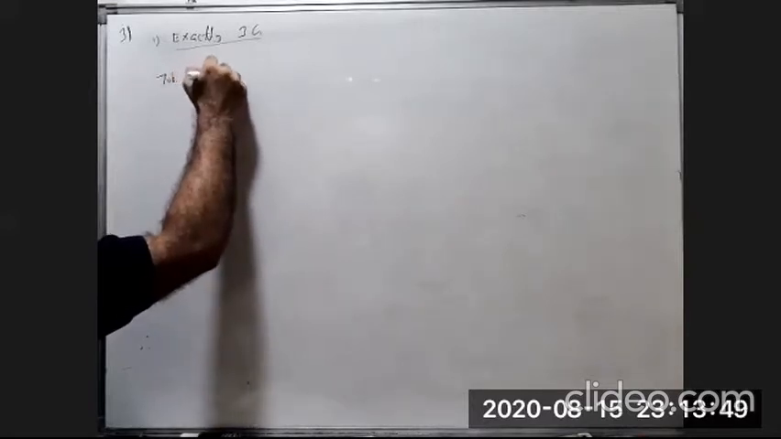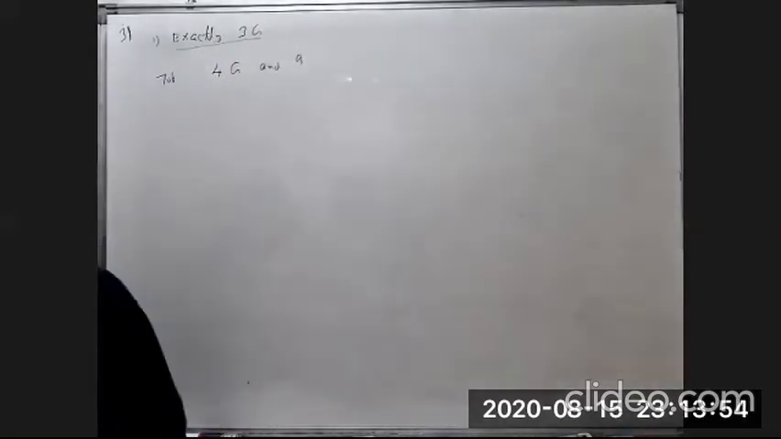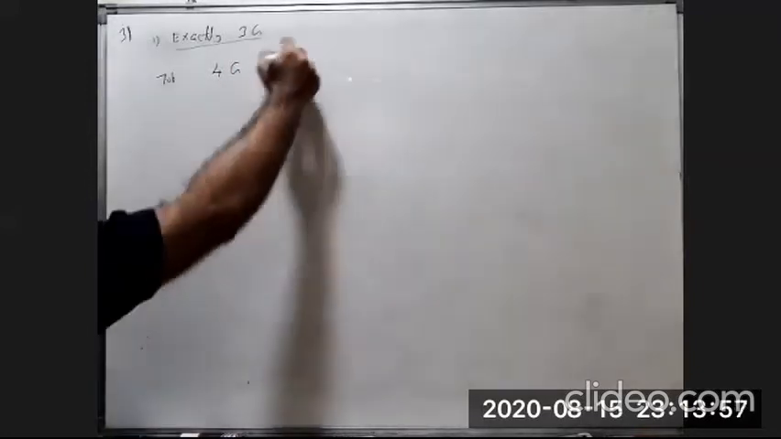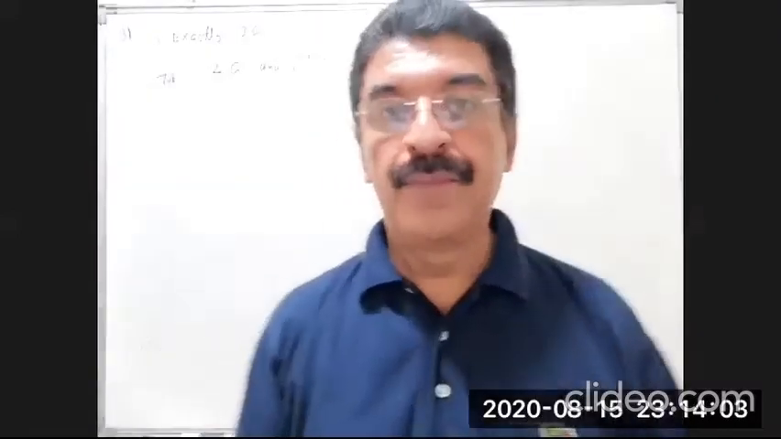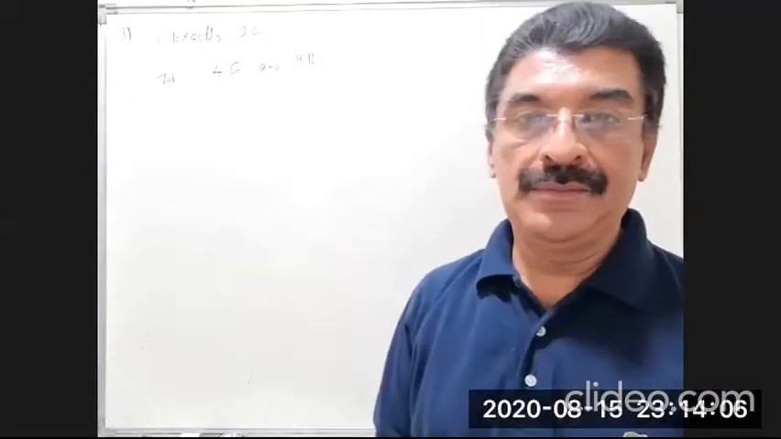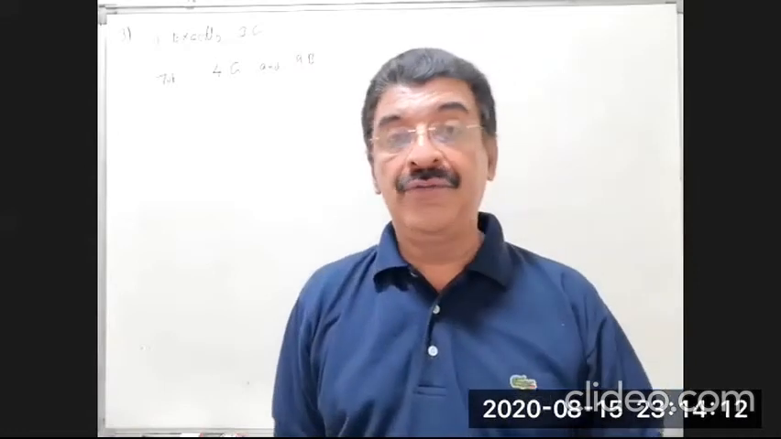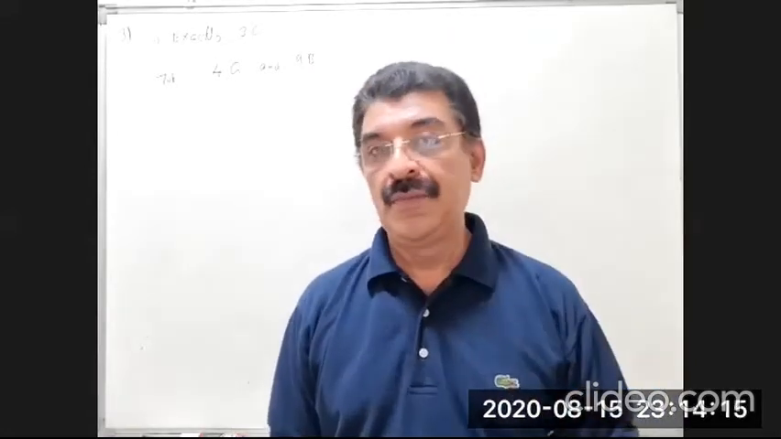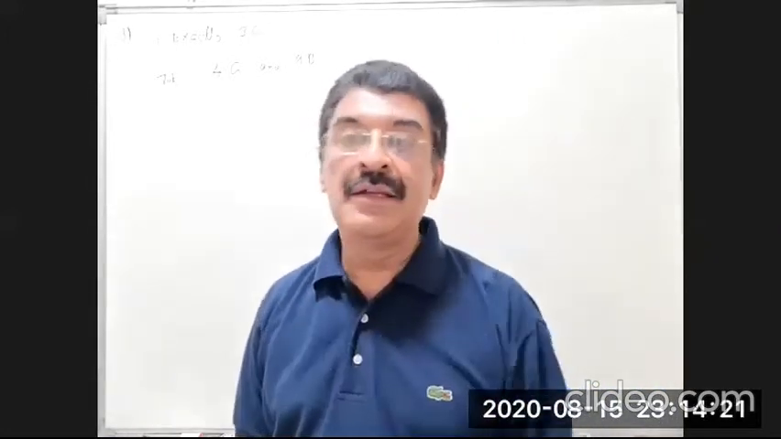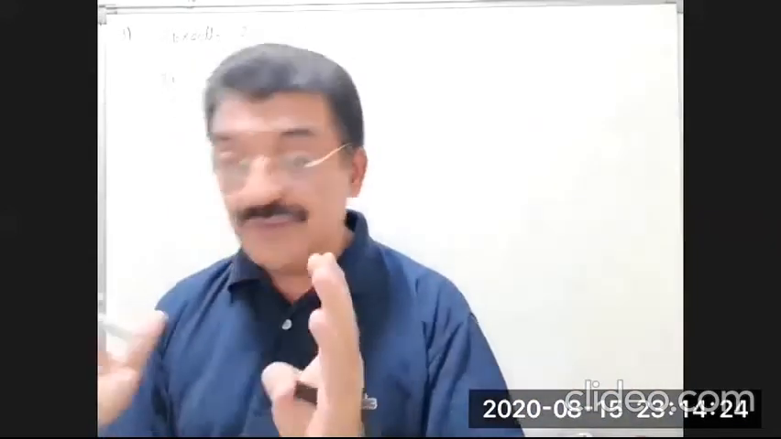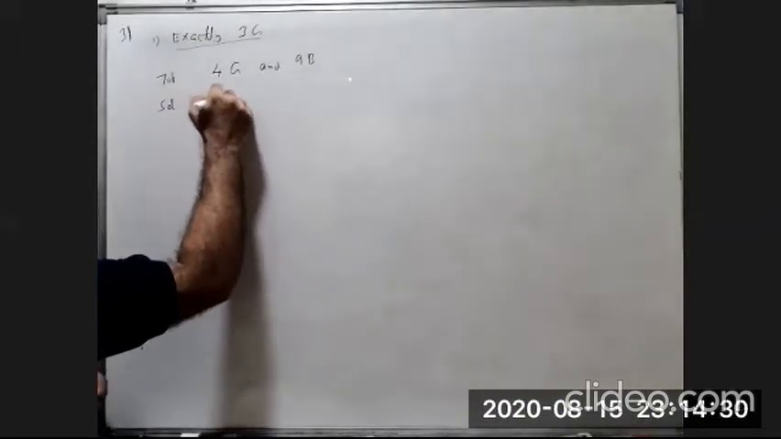Total we have 4 girls and 9 boys. We need to select 7 people from these 4 girls and 9 boys. But we have a restriction. What's the restriction? Exactly 3 girls should be there. That means in our selection of 7, we need exactly 3 girls.